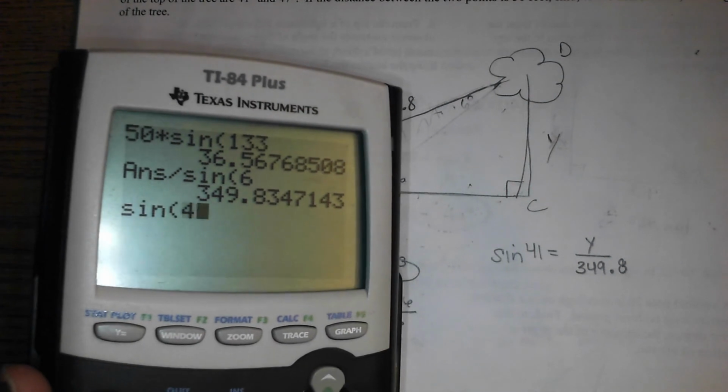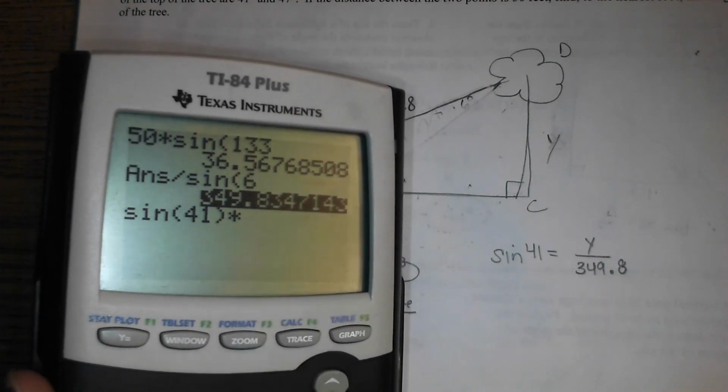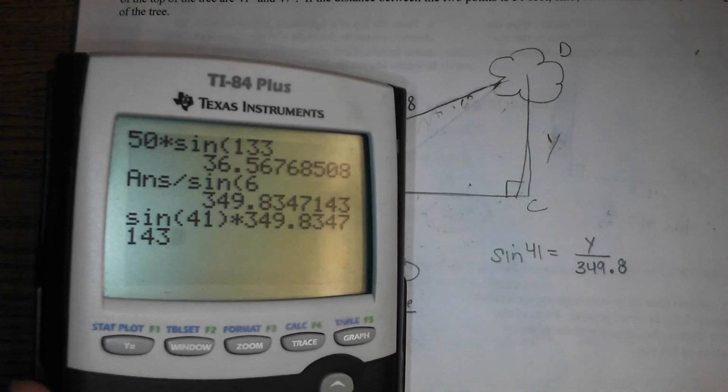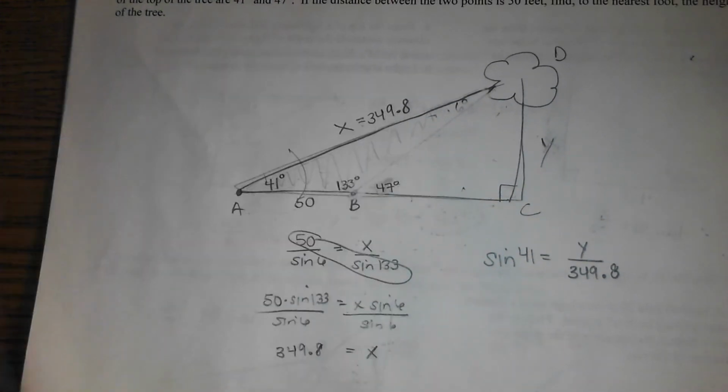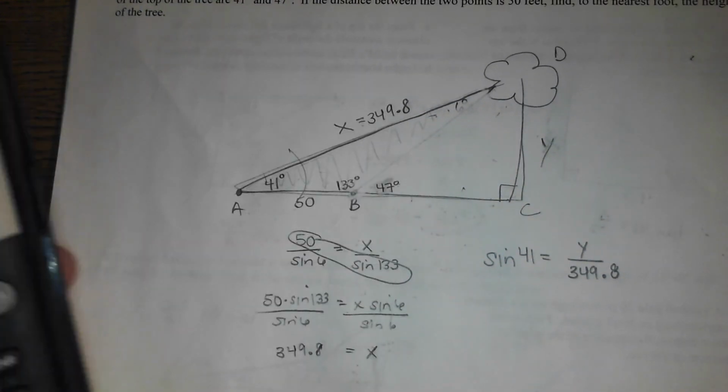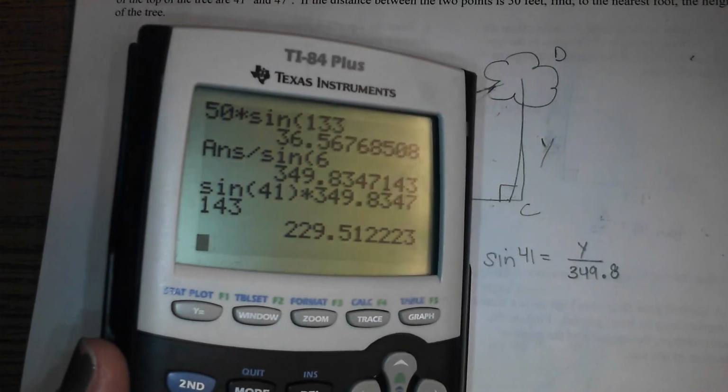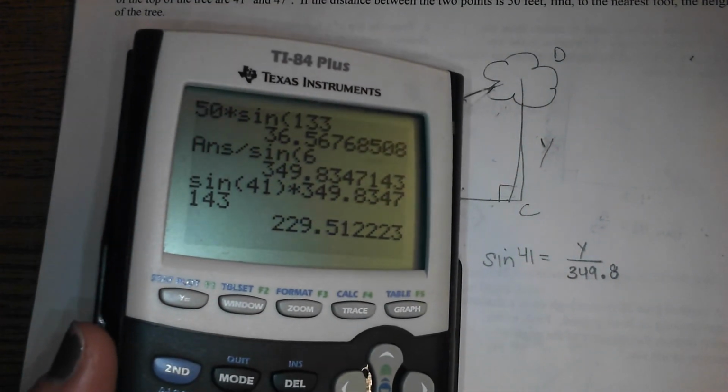So the sine of 41 times, scroll up, grab that answer, so you're not using a rounded answer. And you get 229.5. So the nearest foot is what? 230.